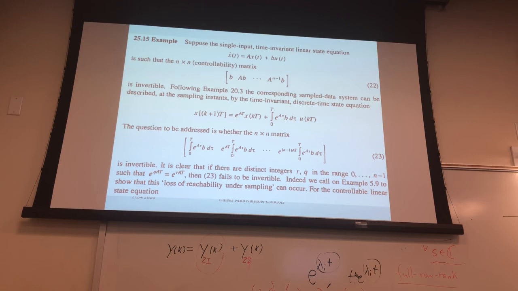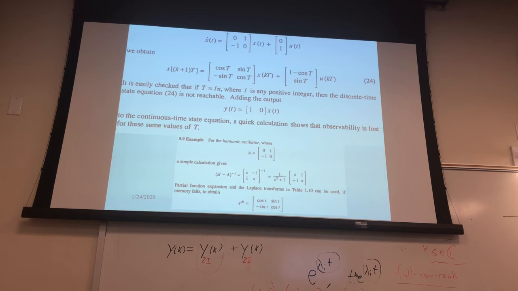I want to alert you, okay? You have a continuous system, you sample it, then you are working with a discrete time system. The continuous time system is controllable, but your discrete time system may not be, surprisingly. So you need to take extra care. Loss of reachability on sampling can occur. Can occur, not just could occur.